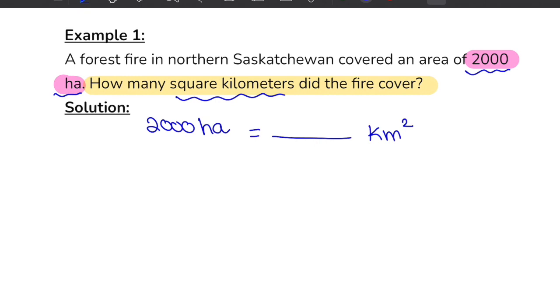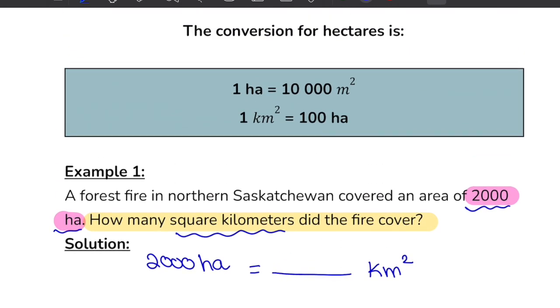To do that, we need to know the conversion fact that relates hectares and square kilometers. Let's go to our conversion facts at the top. Here we go. This is my fact right here: 1 square kilometer is equal to 100 hectares. So I'm going to write that down underneath my number sentence, my question, but I'm going to write the hectares first because we need to line up our units.